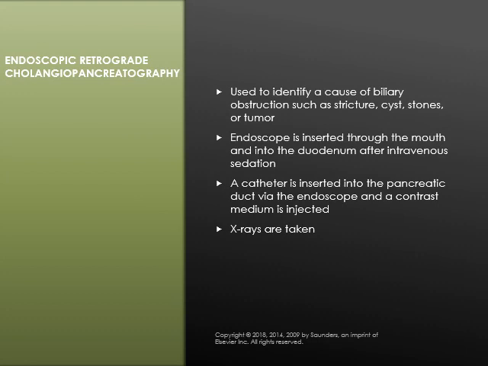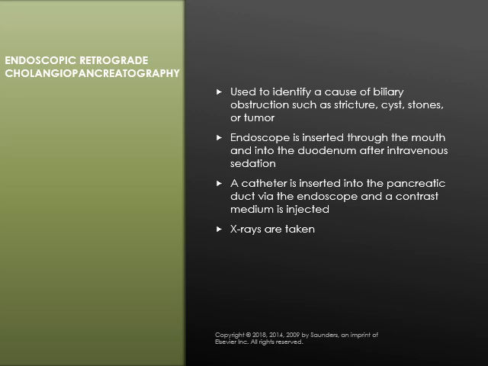Your endoscopic retrograde cholangiopancreography is your ERCP. Why is this usually done? The ERCP is done for individuals who present with jaundice, or yellowness of the skin, mucous membranes, and sclera, which is the presence of bile pigments. ERCP is used to identify a cause of biliary obstruction and strictures, cysts, stones, or tumors.